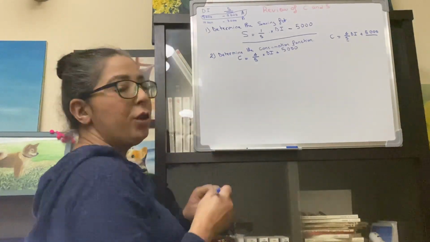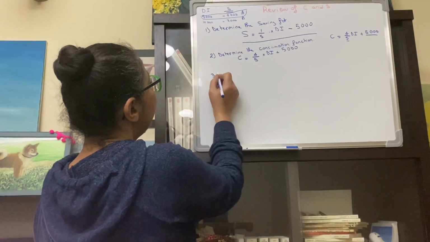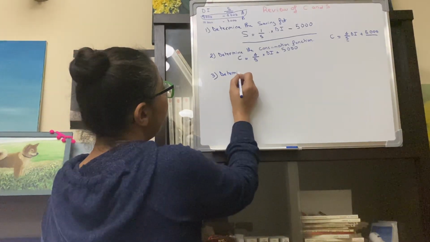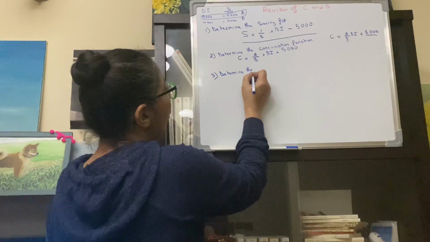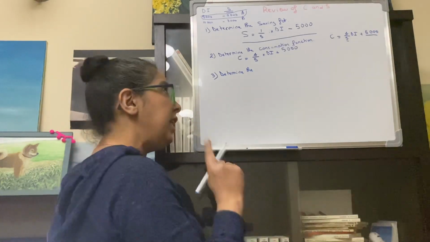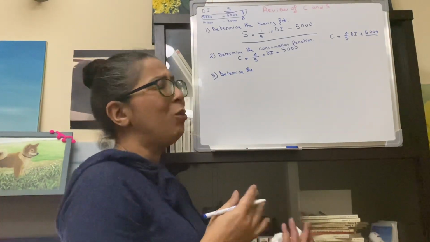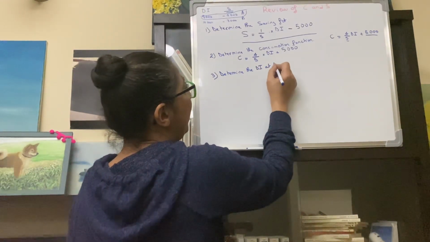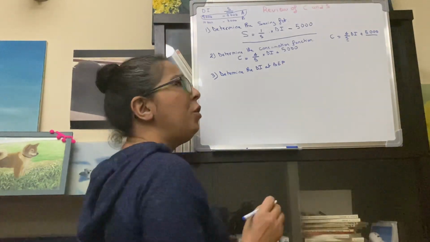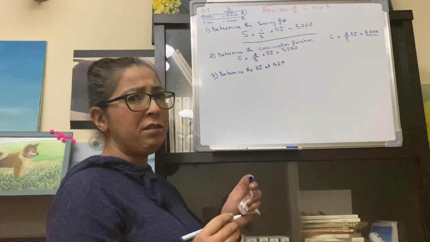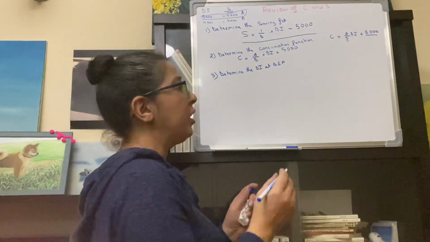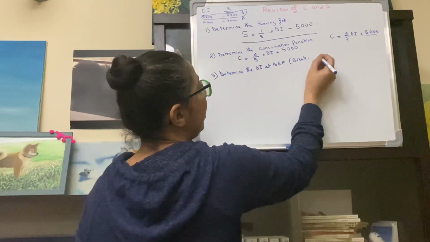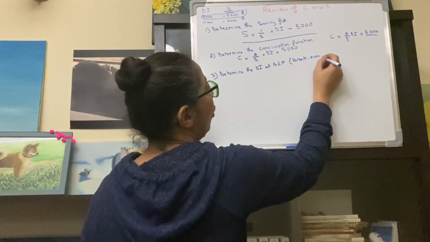So, question 3. Determine the value of DI. Okay, it's the DI we're looking for, and DI is going to be equal to C. So, the DI at BEP. I hope you all know what BEP stands for. It's break even point. At break even point.